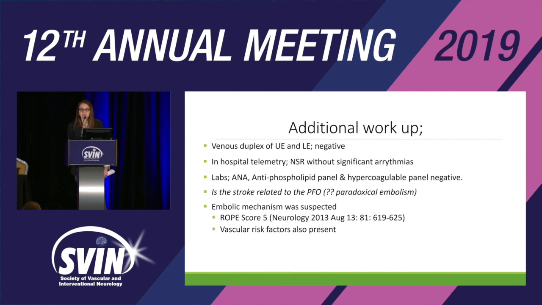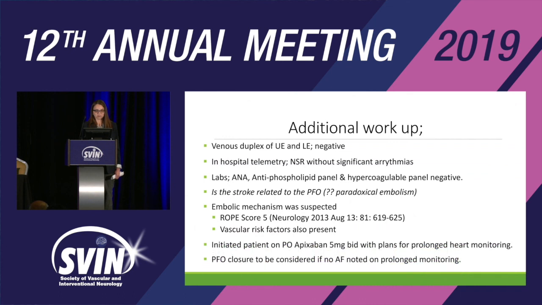He does have a lot of vascular risk factors. Remember, he's a diabetic, he has hypertension, he has hyperlipidemia. His ROPE score was 5. Remember the ROPE score being up to 10, 10 being the likelihood is very high that the PFO is related versus 0, which is the likelihood is low. So I decided to anticoagulate him. We put him on apixaban, and we have a good relationship with the cardiologist, so we were basically planning on doing prolonged heart monitoring. And if no AFib was found, then we would consider closing the PFO on this patient.